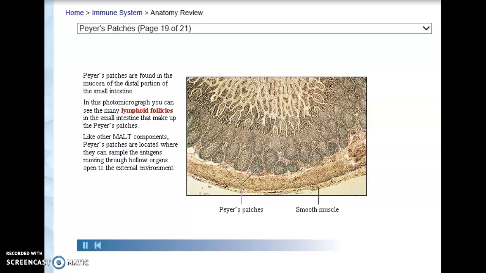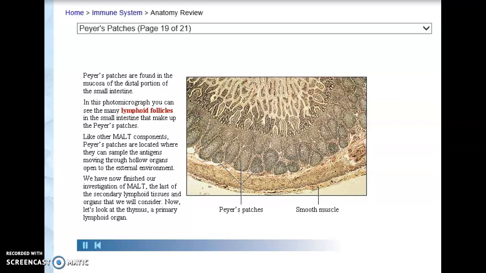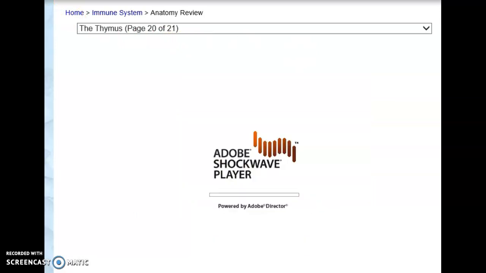If a pathogen escapes the defenses of the MALT, it can still be cleared by responses in lymph nodes or the spleen. We have now finished our investigation of MALT, the last of the secondary lymphoid tissues and organs that we will consider. Now let's look at the thymus, a primary lymphoid organ.